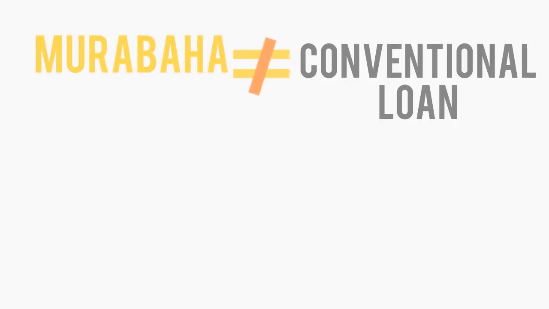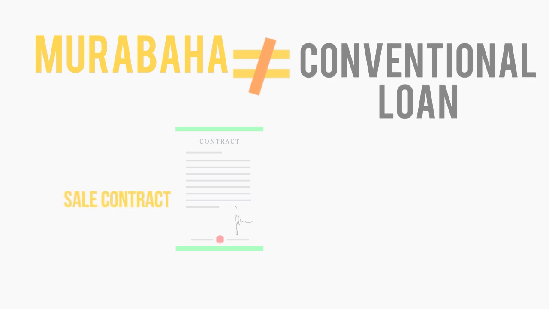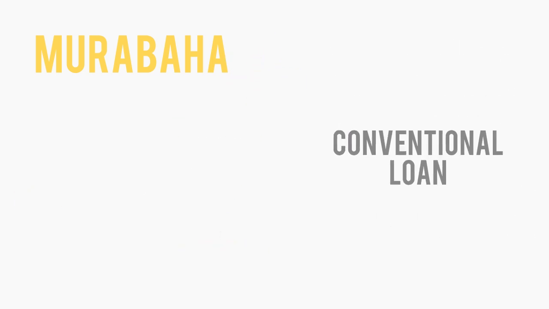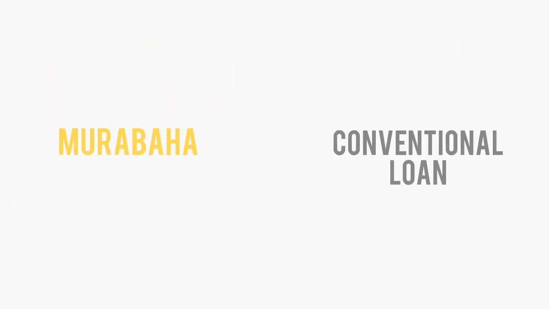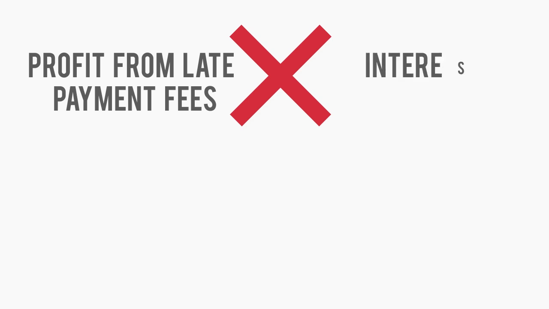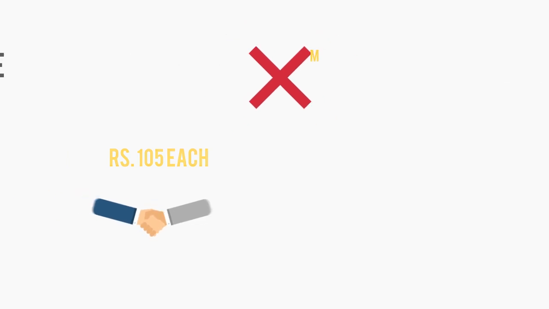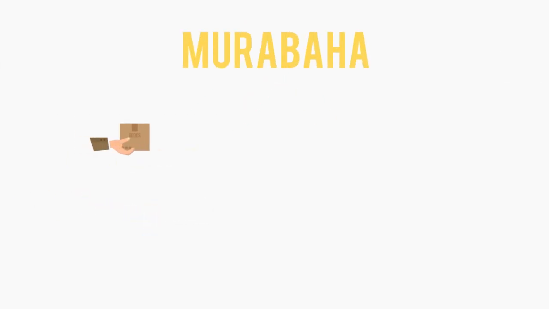So how is this different to a conventional loan? The key difference lies in the contract structure. Murabaha is a sale contract while the conventional loan is an interest-based lending agreement. Unlike a conventional loan, a facility under the Murabaha-based sale structure does not permit the Islamic bank to profit from charging late payment fees or burdening customers with other snowballing interest upon interest charges, as the selling price has already been agreed.